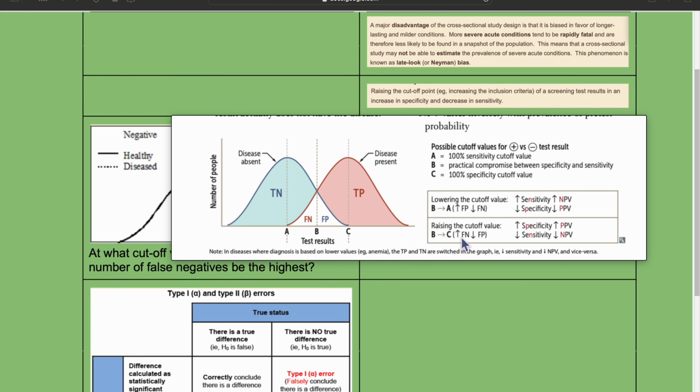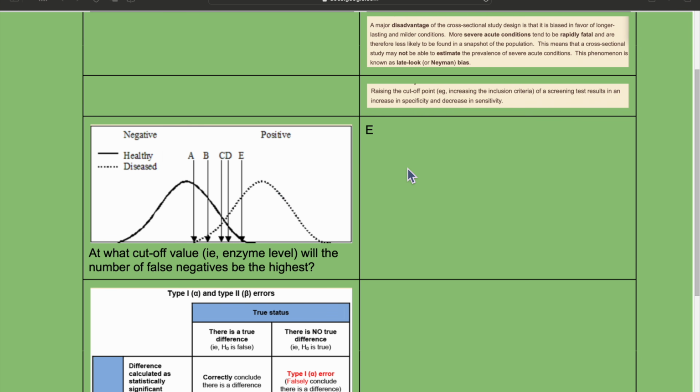FN goes up. That means TP is going to go down. If TP goes down, sensitivity goes down, right? And okay, that's it, basically. Nothing to add there.